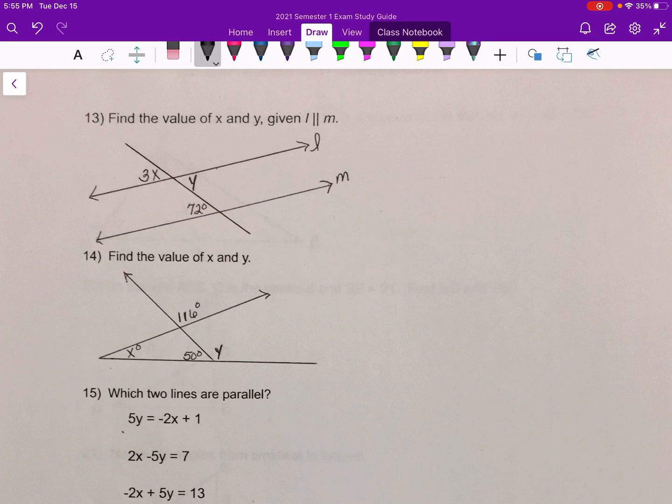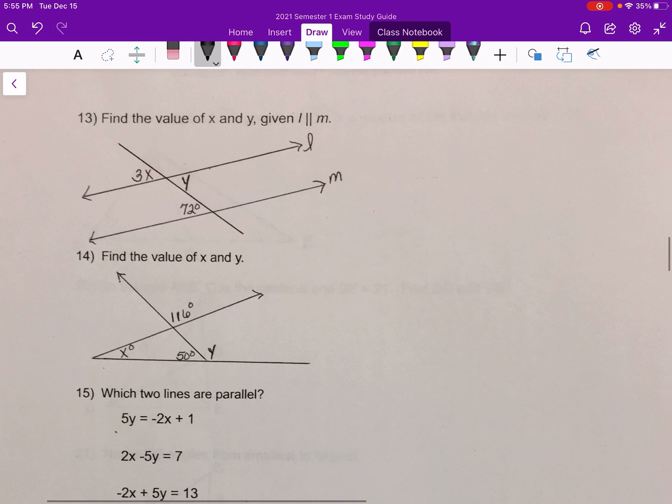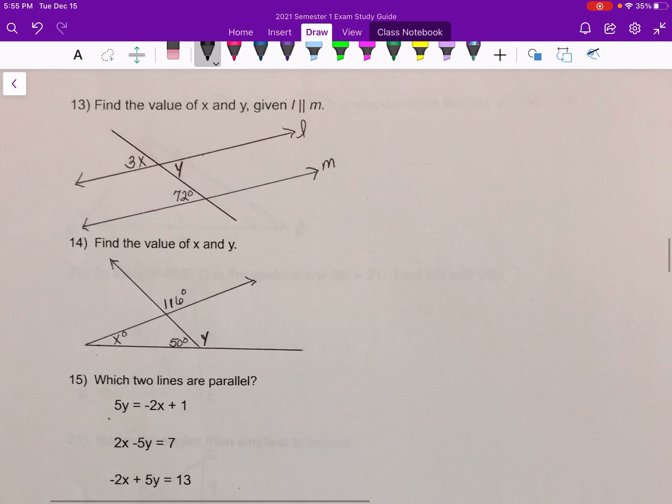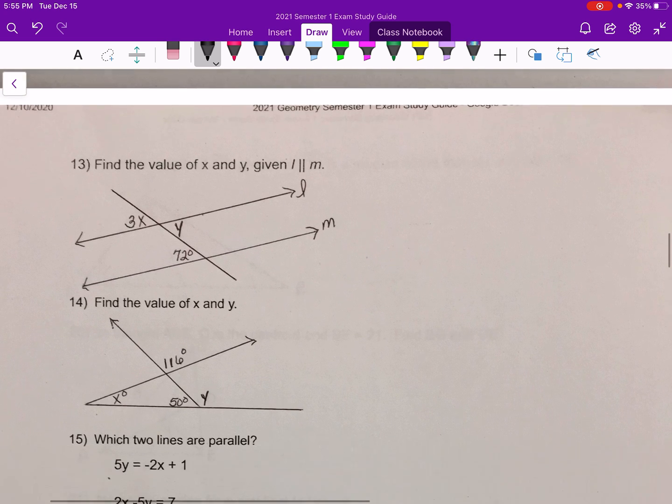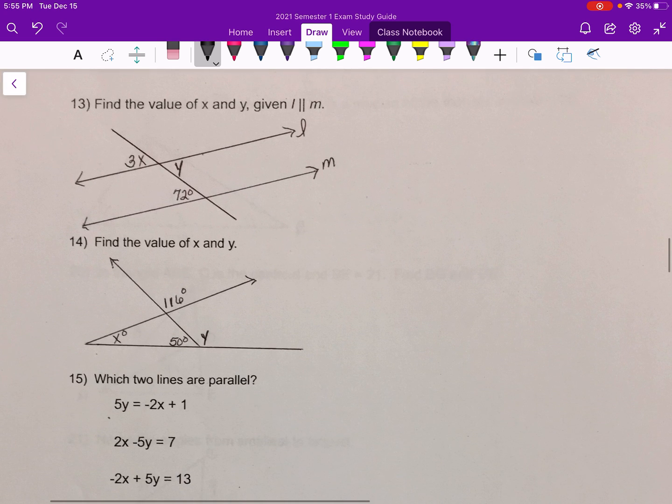This is page 3 of our final exam study guide. Starting with number 13, we have a couple of parallel lines cut by a transversal, and we are to find x and y. We can use a couple of things. Just depends on what you see first.